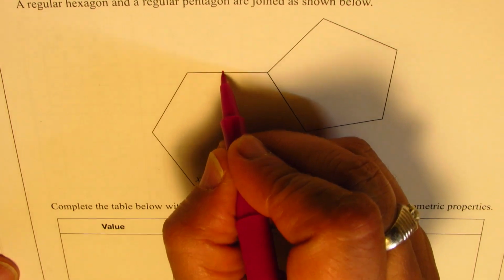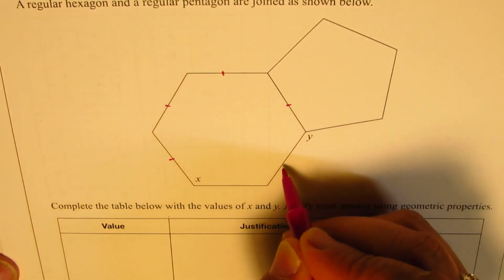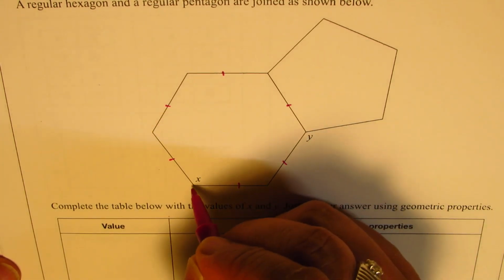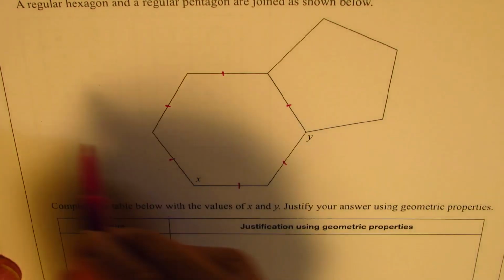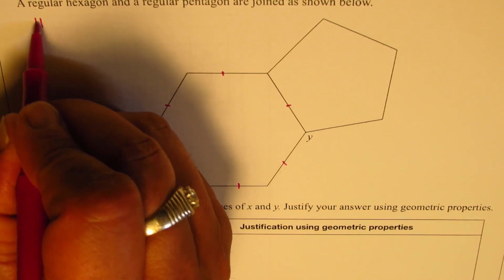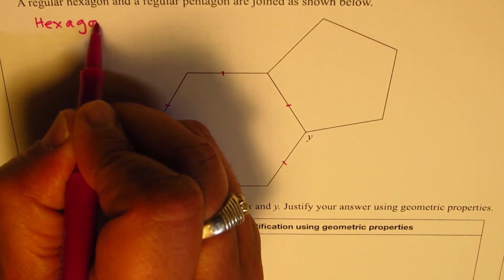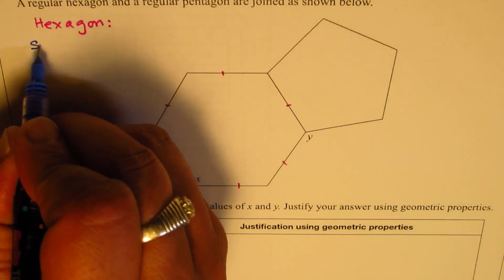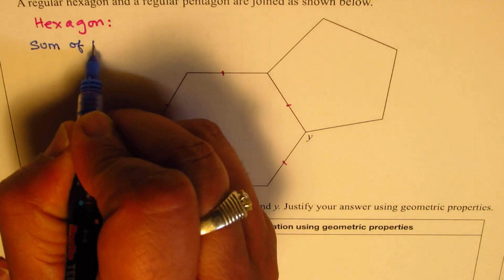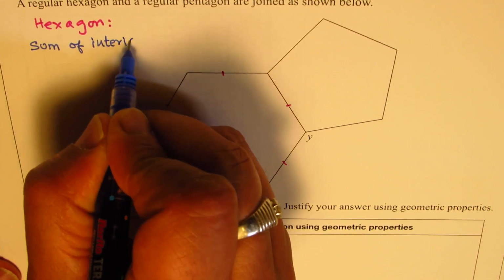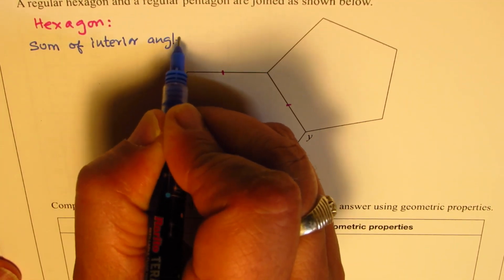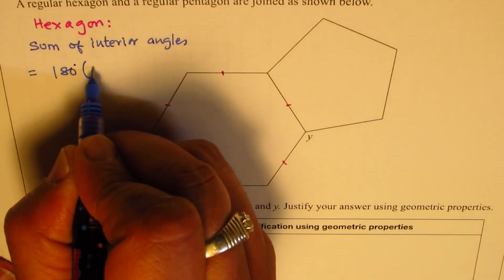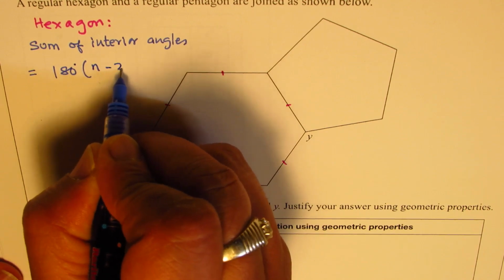Now, this is 6 sides. Regular means all 6 are of equal length. So, what is each internal angle? Well, the sum of angles for a hexagon. Let's work with the hexagon first. For a hexagon, the sum of interior angles is equal to 180 degrees times, the formula is n minus 2.